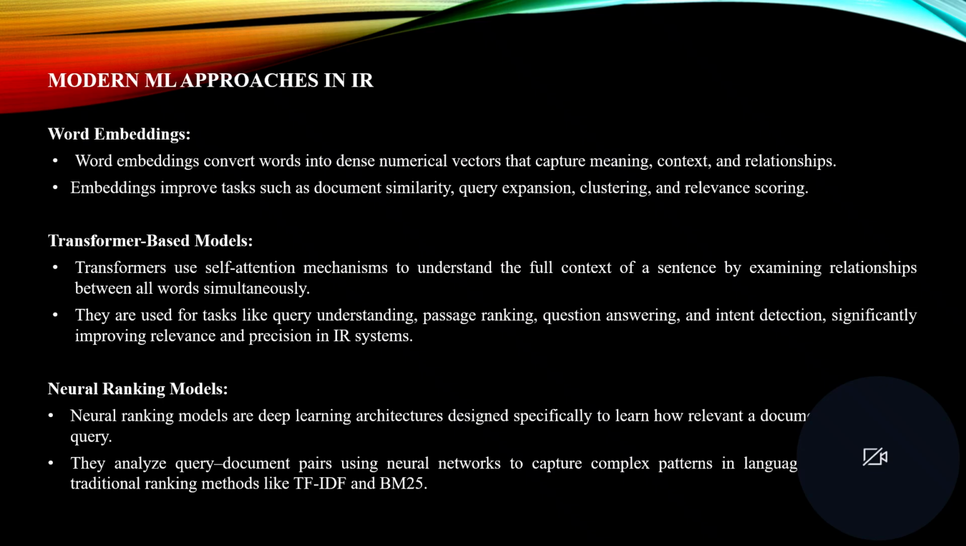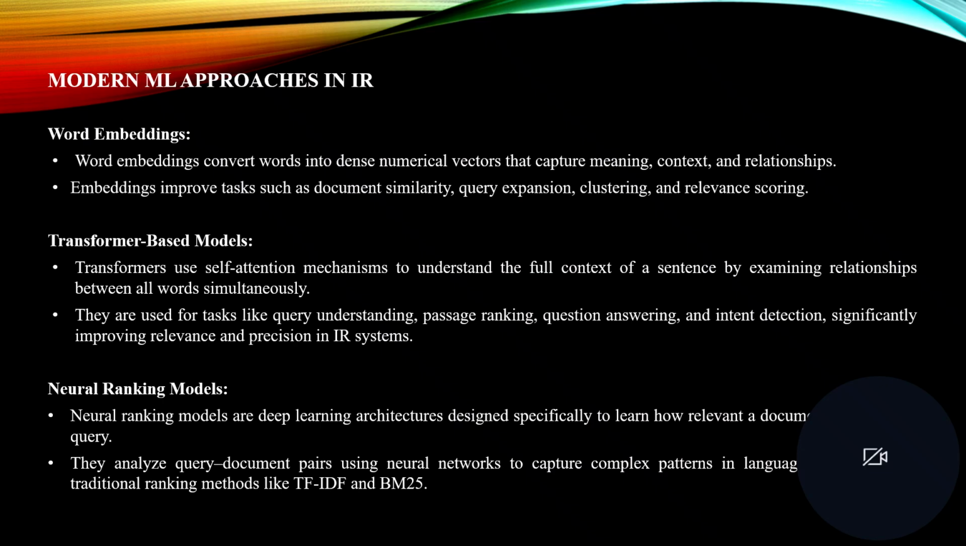And the other approach is neural ranking models. So these deep learning models learn to rank the documents based on relevance. They replace older rule-based scoring like TF-IDF and BM25. Neural models consider the full sentence meaning, user behavior signals, and the context.